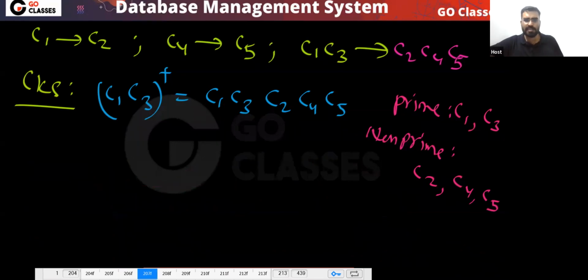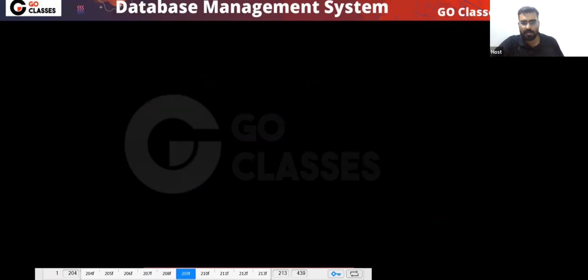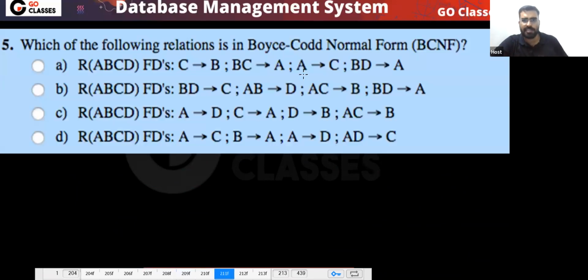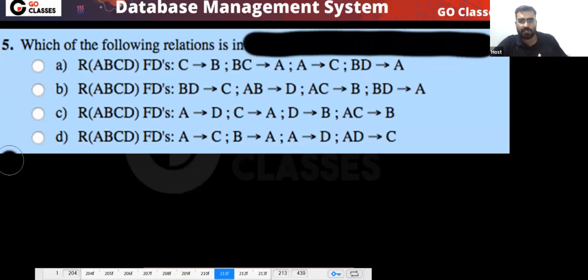Let me know, is this clear to everyone? So you now have two methods to check 2NF. Now let's move on. Let's change this question for 2NF. Let's quickly do this. I am changing this question for 2NF. Tell me the answer quickly.